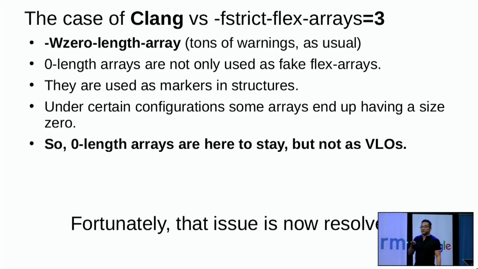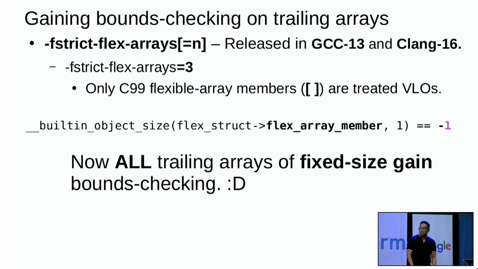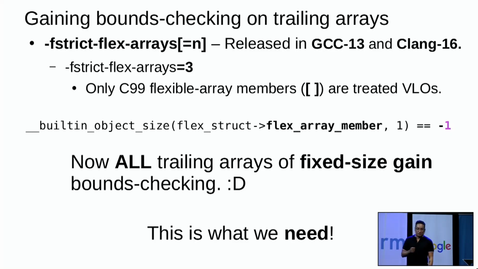Fortunately, that issue was resolved, and Clang developers agreed to implement this level option. We now have this level value 3, and this will allow us to only use C99 flexible array members as variable length objects. If people use a one element array, __builtin_object_size is going to return the size of that one element. If they use a zero length array, this builtin function is going to return 0. And just in the case of a C99 flexible array member, this builtin function is going to say, well, I still don't know what the size of this object is, because I just don't know. With this, we gain bounds checking on all the rest of the fixed size trailing arrays. That's what we needed.